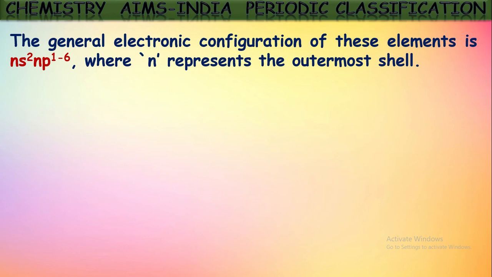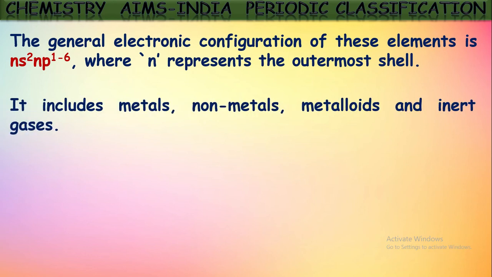The general electronic configuration of these elements, from third A group to 8th A group, all are there. So when you consider the valence electronic configurations of all these 6 groups, we can generalize it as ns2 np1 to 6. This is the general electronic configuration of P block elements, where n represents the outermost shell.